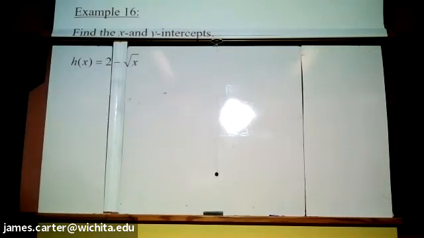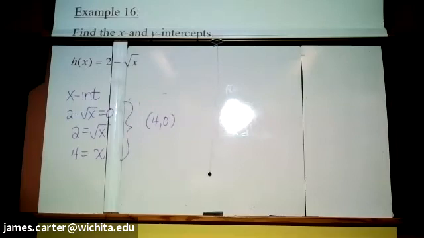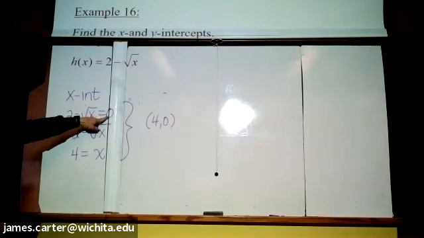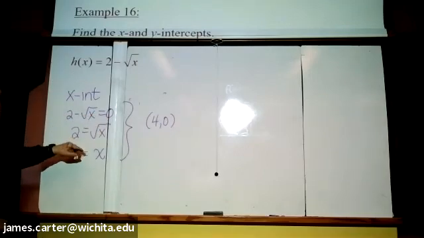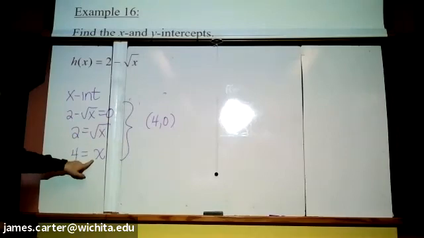What should we predict? We should predict some downward motion on this thing. Okay. For the x-intercept, we let y be 0. And we have to solve this for x. Take the 2 to the other side, square both sides, and we get x equals 4.